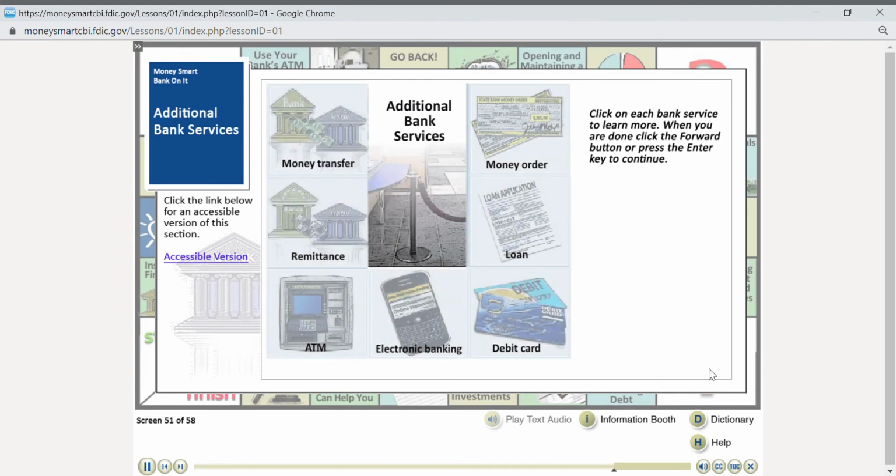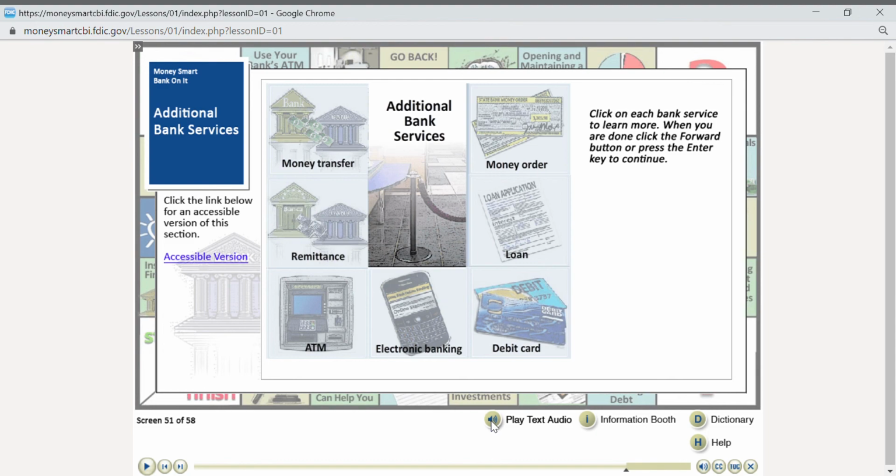Banks provide additional services with some deposit accounts and may charge a fee for these services. It is important to ask about fees before signing up for a service and to keep track of any fees that are charged. In this section, you will learn about the most common services that banks offer. Click each bank service to learn more. When you are done, click the Forward button or press the Enter key to continue.